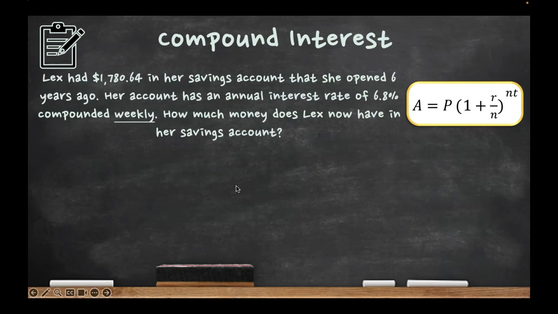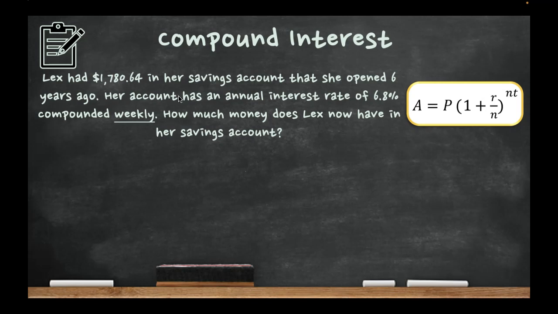Lex had $1,780.64 in her savings account that she opened 6 years ago. Her account has an annual interest rate of 6.8%, compounded weekly. That's a great one. How much money does Lex now have in her savings account? So this one is written a little different.